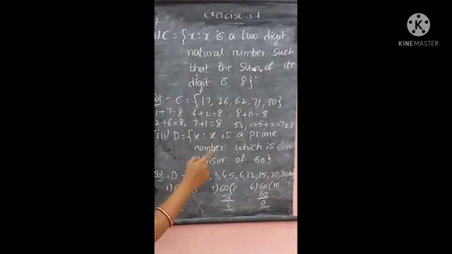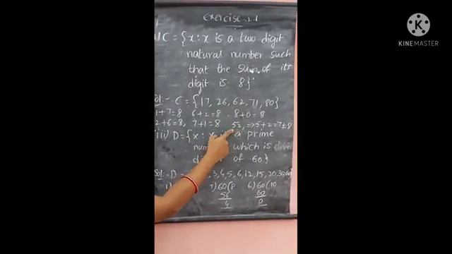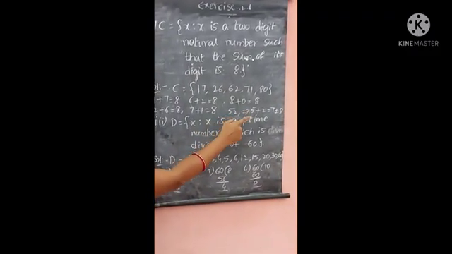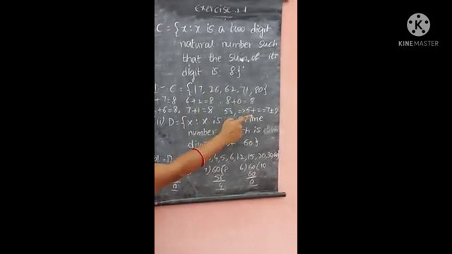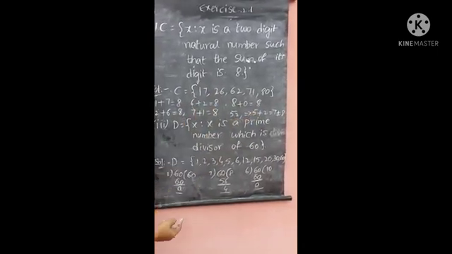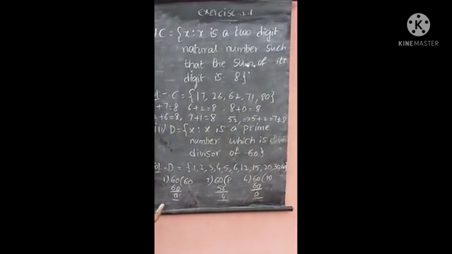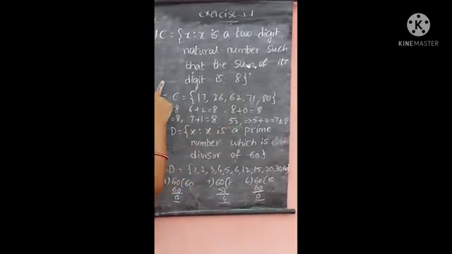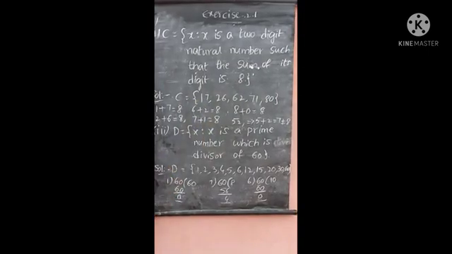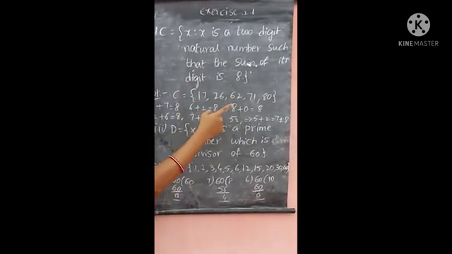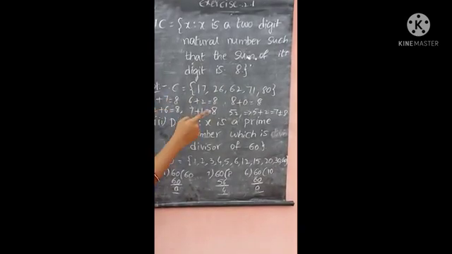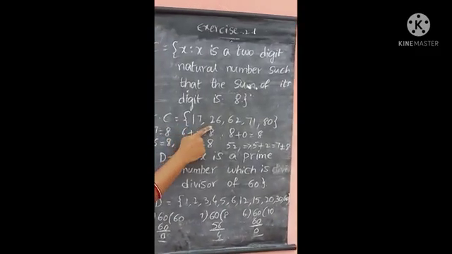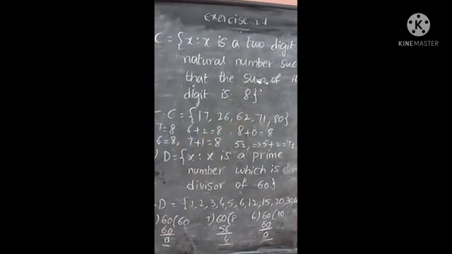If I take another number, 52, how many digits are there? 2 digits, which is a 2-digit natural number. What are the digits? 5 and 2. Their sum is 5 plus 2, which is equal to 7, which is not equal to 8. That means the sum is not equal to 8. So 52 is not an element of the set C. Why? Because it does not satisfy the given condition. So only these numbers satisfy the given condition. So these are the elements which belong to the set C. Therefore C is equal to {17, 26, 62, 71, 80}.